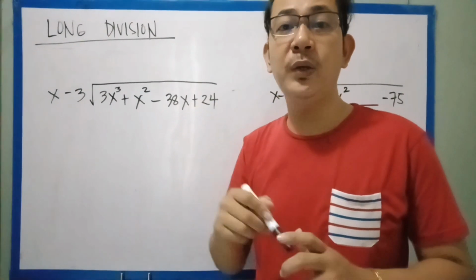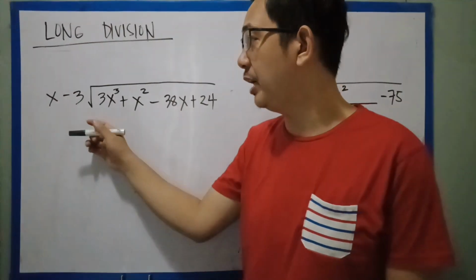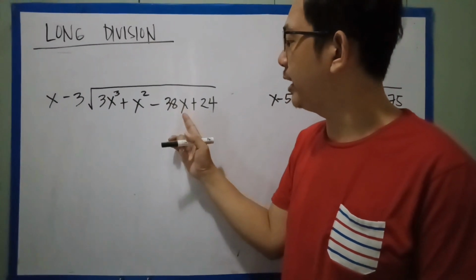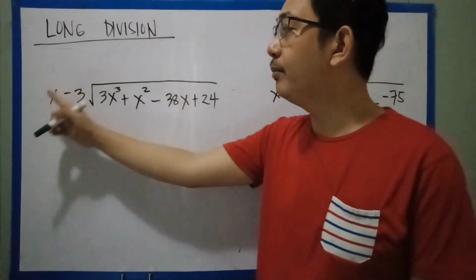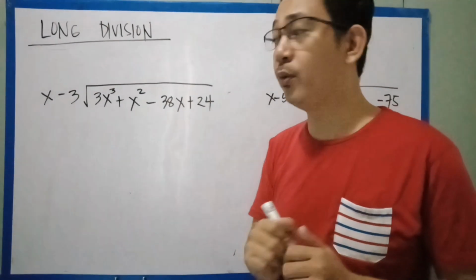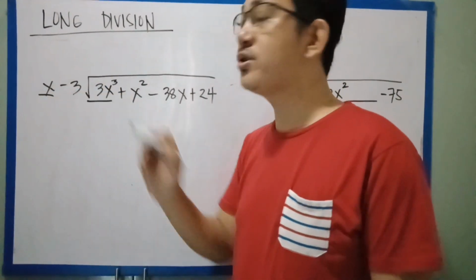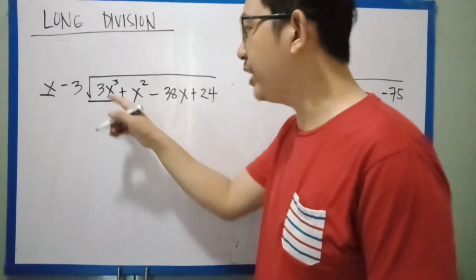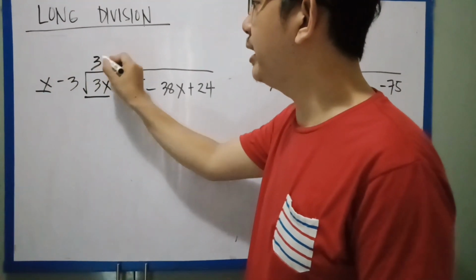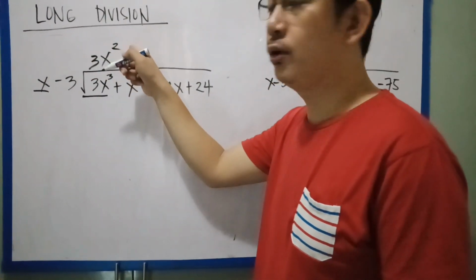Okay, for now, we're going to discuss the long division of polynomials. So in this case, I have your example. We have 3x cubed plus x squared minus 38x plus 24 divided by x minus 3. Okay, so anong unang gagawin natin? So we're going to divide first the first term of the dividend by the first term of the divisor. So in this case, we have 3x cubed divided by x is 3x squared. Kasi 3 minus 1 is 2.